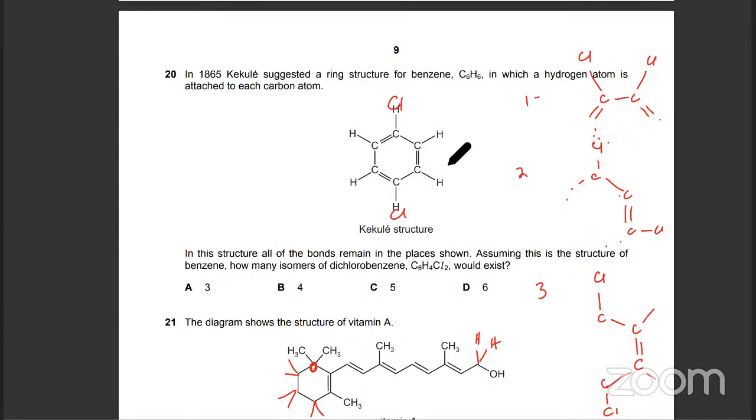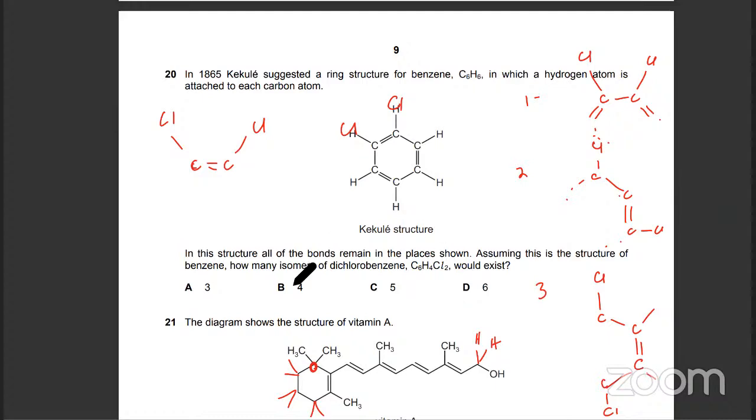Now there could be other ones as well. The Cls could be right next to each other, and there could be a double bond in between. So that could be a fourth one. The Cls are right next to each other, and there could be a double bond, because before we had Cls next to each other with a single bond, but now we have a double bond. So that could be the fourth one.